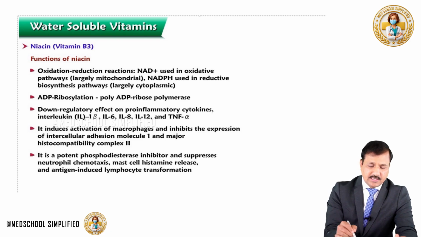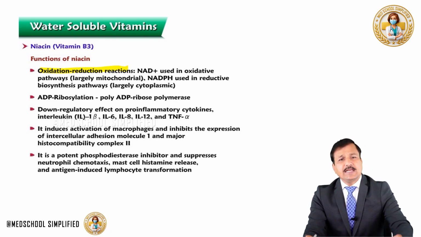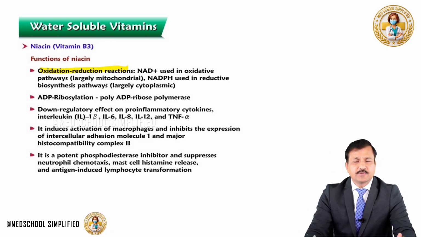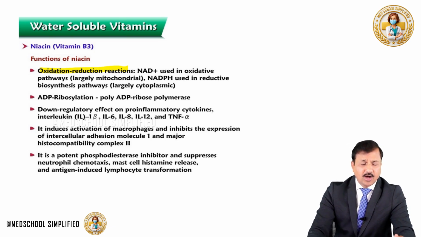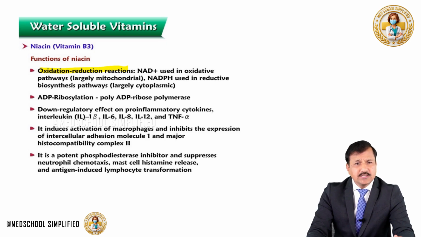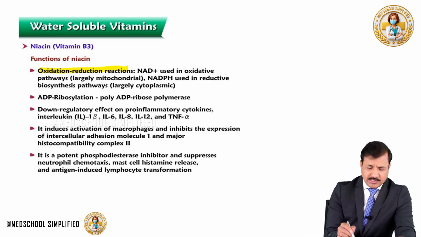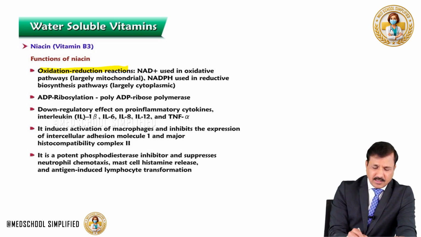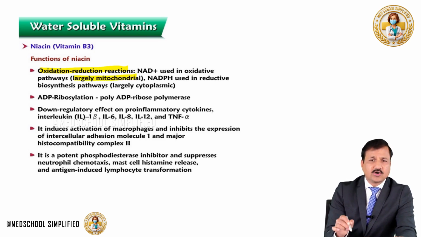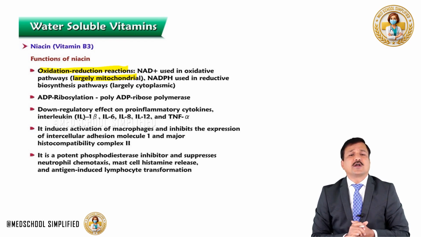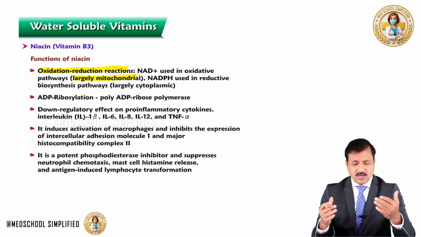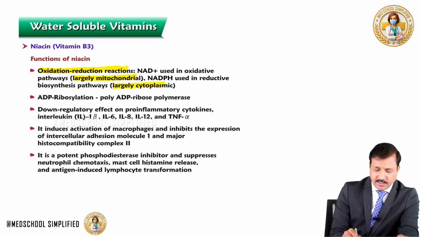So one of the functions that we start with here is the oxidation reduction reaction. Whether it is NADs or NADPs, both of them can participate as a coenzyme for the majority of the oxidoreductase class of enzymes, which participate in oxidation reduction reactions. In general, NADs are used in oxidative pathways, which are largely located in the mitochondria, whereas NADPs are required largely in reductive biosynthesis pathways or anabolic pathways, which are largely located in the cytoplasm.